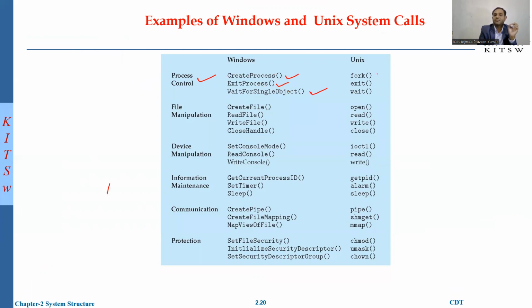When you come to Unix, fork, exit, wait. These are the corresponding system calls. When you are going for file manipulation, create file, read file, write file, close handle. Whereas in Unix, open, read, write, close. Like that, you are having several system calls, and these are differentiated when you are using Windows and Linux, but the final intention is the same. Our final output is the same.